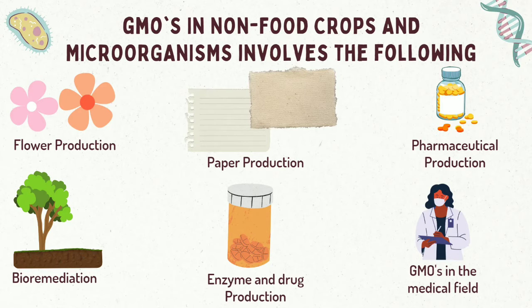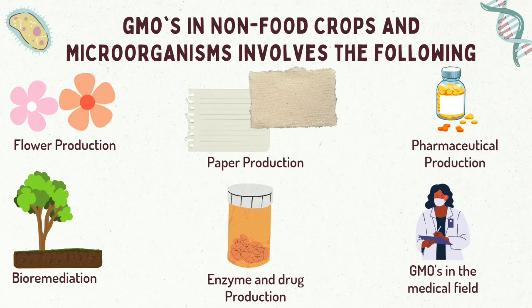GM plants developed for non-food or non-feed purposes may be used for a wide range of applications such as the production of industrial enzymes, raw materials for biofuels, paper, starch, medicinal products such as vaccines and antibodies, as well as other uses ranging from energy. GMOs in non-food crops and microorganisms involve the following: first, flower production, paper production, pharmaceutical production, bioremediation, enzyme and drug production, and GMOs in the medical field.